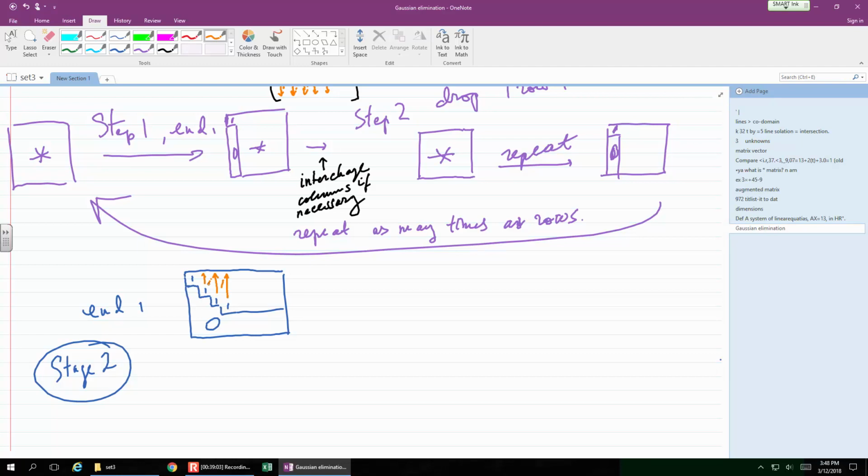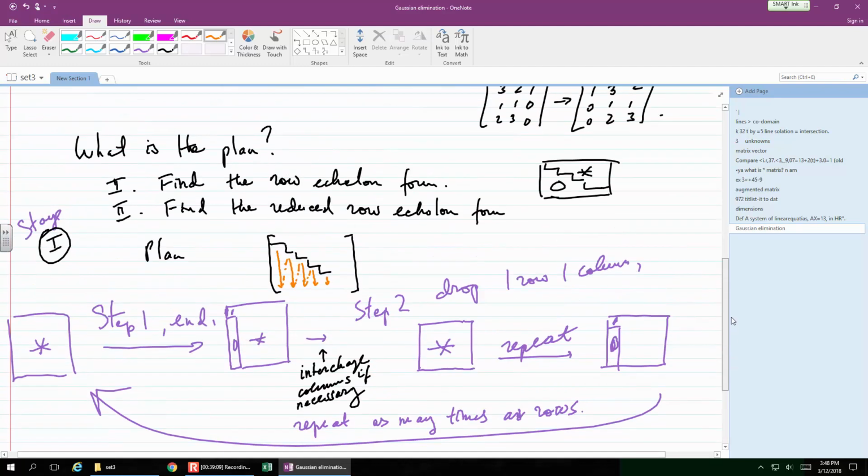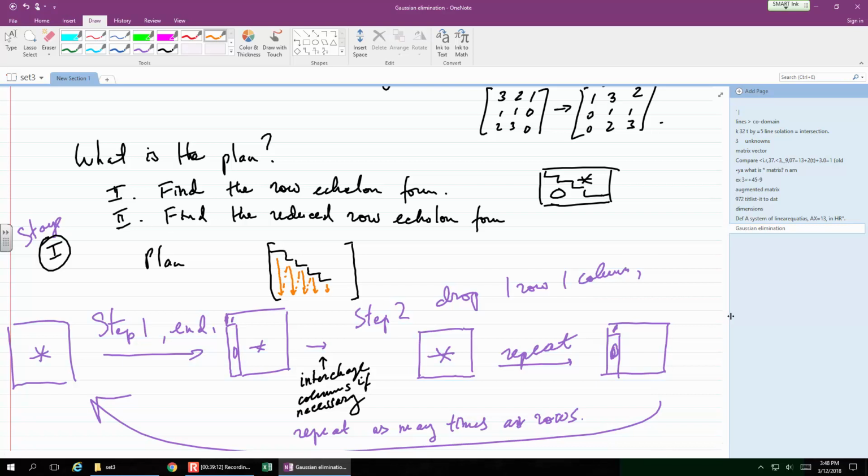Does it matter? If we look at stage 1, what happens if I do it in the wrong order of columns? I think it's still possible. Well, no, if I try to eliminate the very last column, that 0 under the leading 1 over here, and then move to the left, what's going to happen? We might mess it up.